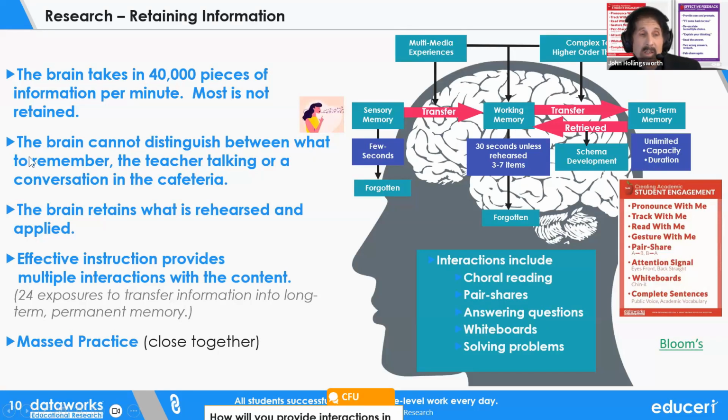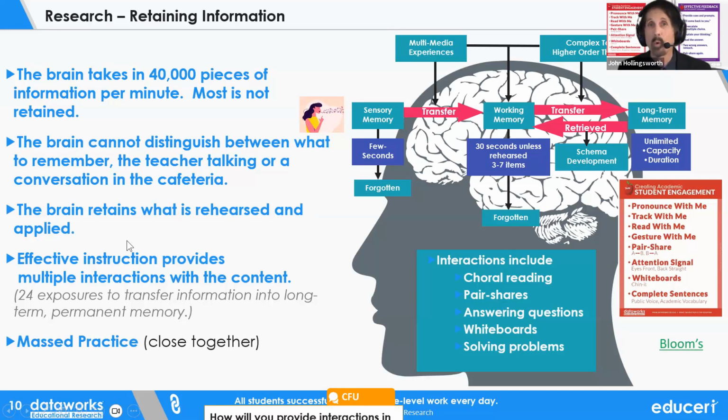And let's look at this next part. The brain cannot distinguish between what to remember, the teacher talking right here in the front of the class, or a conversation with other students in the cafeteria. The brain has no way to make a judgment call of what it should remember. But let's read the next one. This is the key idea. Ready, go? The brain retains what is rehearsed and applied.